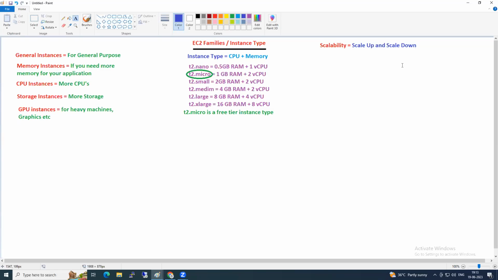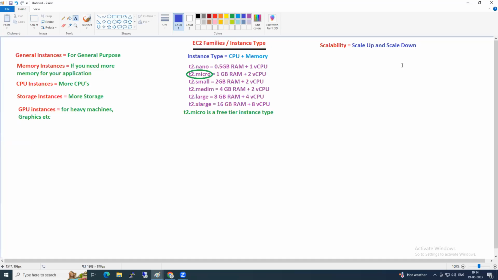What is scalability? You are increasing the capacity of the server, correct? If you want to increase the capacity of the server, that means you are changing the instance type. How do you achieve scalability in AWS? By changing the instance type. From T2 Micro to small, small to medium, medium to large, X large, 4X large, 8X large. You have so many machines. So if you want to scale up, change the instance type.